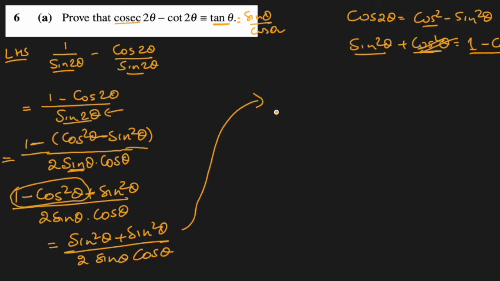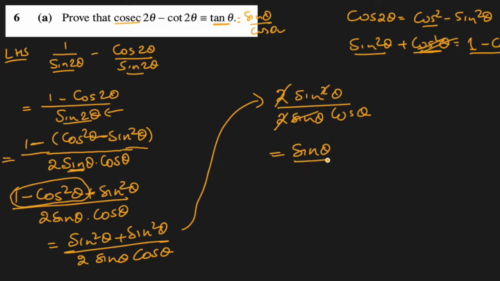And now what we needed was sine on top. So there becomes 2 sin^2 θ, right? Sin^2 θ + sin^2 θ. At the bottom we had 2 sin θ cos θ. 2 cancels with 2. One of the sines on top cancels with this sine. And finally we are left with sin θ only on top, cos θ only at the bottom, which is equal to the right hand side, tan θ. So we proved the identity.